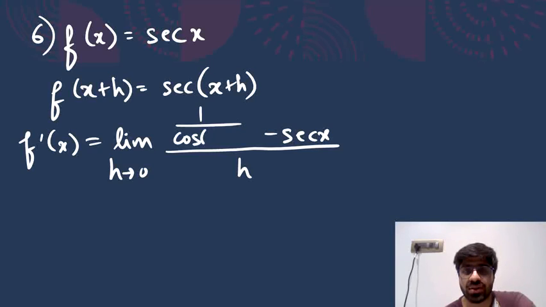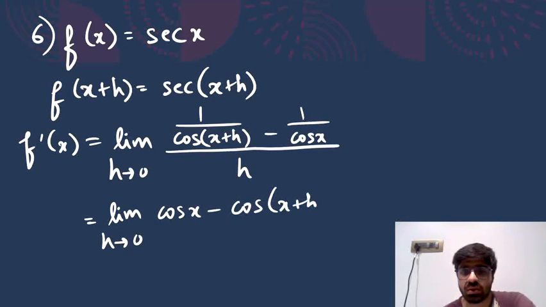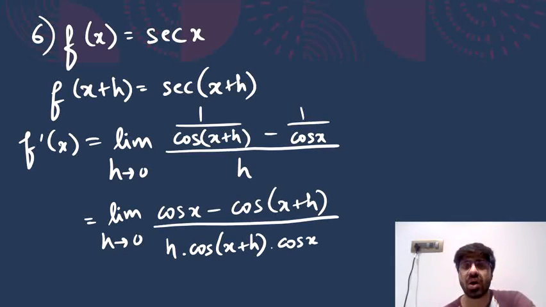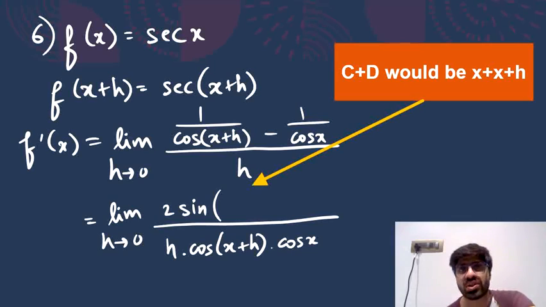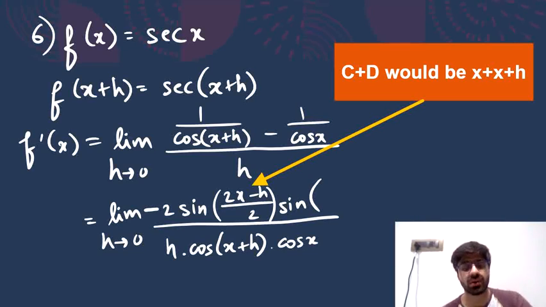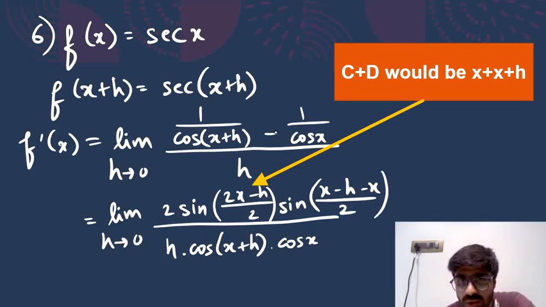Sec of x plus h is 1 upon cos of x plus h. Sec x is 1 upon cos x. Combine the terms in the numerator and that should give you limit of h tends to 0, cos x minus cos of x plus h, the whole divided by h, into cos of x plus h into cos x. Now in the numerator, cos C minus cos D, you can write it as 2 times sine of C plus D divided by 2. C plus D would be x plus x plus h, that is 2x plus h, the whole divided by 2, into sine of, because I am not writing the minus here, the second bracket should be D minus C. So that D minus C would become x plus h minus x, the whole divided by 2, because the other term was x plus h. That would simply be h by 2.